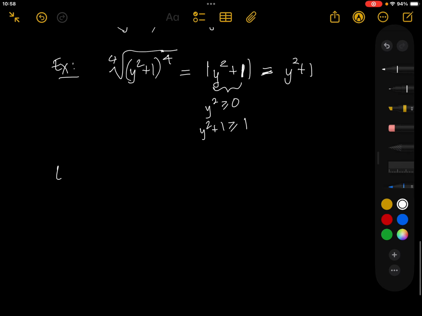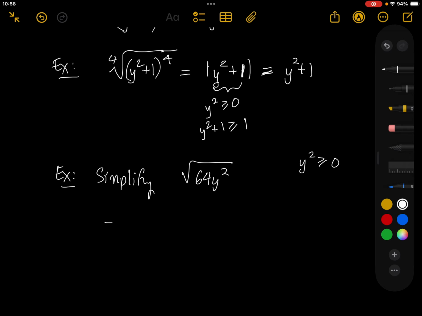Let's do one more example. Simplify the square root of 64y squared. Now notice that here I have a product inside the square root. It's 64 times y squared. And y squared, what can I say about y squared? It's greater than or equal to 0.